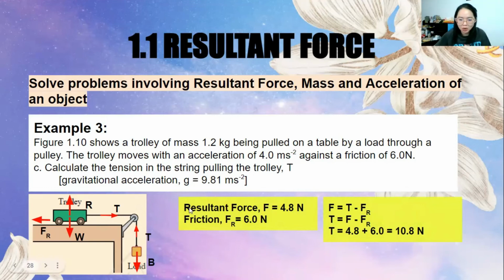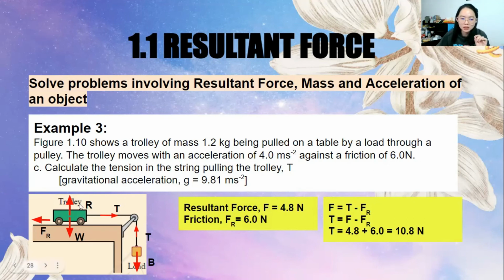Now, when I answer this question, I am only looking at this part. I'm not going to take the other part into consideration first, but you have to look at the question. The question says a trolley of mass 1.2 kg is being pulled on a table by a load through a pulley, so the trolley moves with an acceleration against the friction.